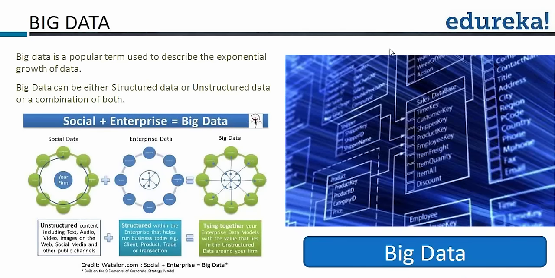So coming to this, look at this exponential growth of data. Social, enterprise data, right? It's just a culmination of everything, big data put together. Big data can be either structured data or completely unstructured, right? Unstructured is something like your text data, your audio, video, something that cannot be structured. All these are unstructured data.